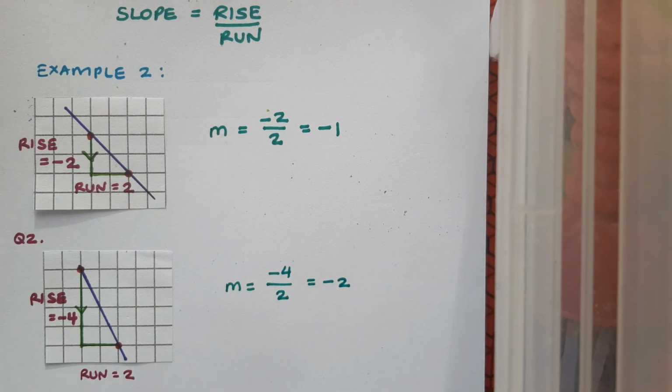And again notice that as I go across one box I have to drop down 2 boxes to stay on the line. Note that even if you had chosen this point instead, that you should get the same answer of minus 2 for the slope of this line.